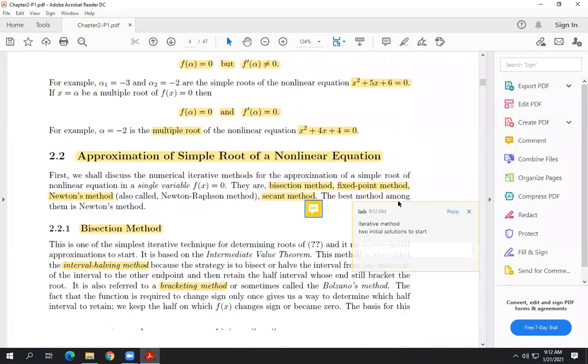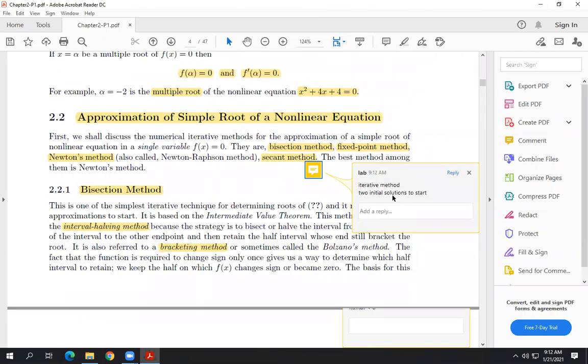In the first... Maybe 3? No, 3? Who told you 3? I told you 2 initial approximations to start. If we want to use the bisection method, please remember that one.